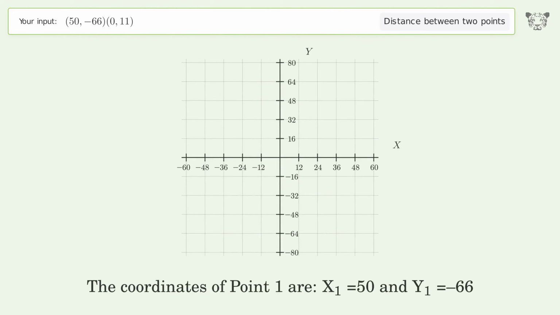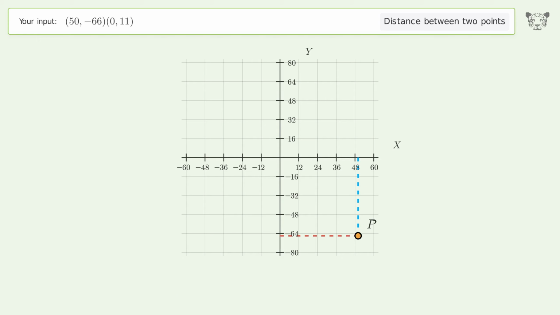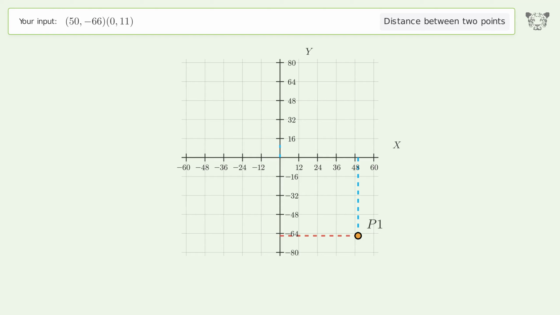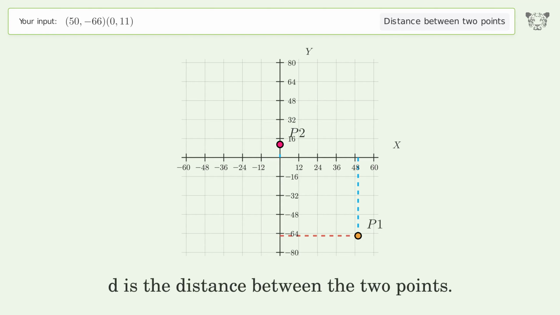The coordinates of point 1 are x1 equals 50 and y1 equals negative 66. The coordinates of point 2 are x2 equals 0 and y2 equals 11. D is the distance between the 2 points.